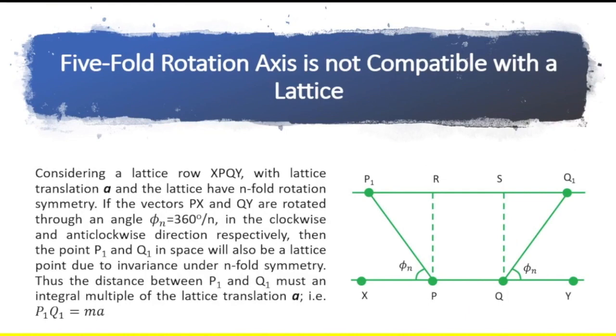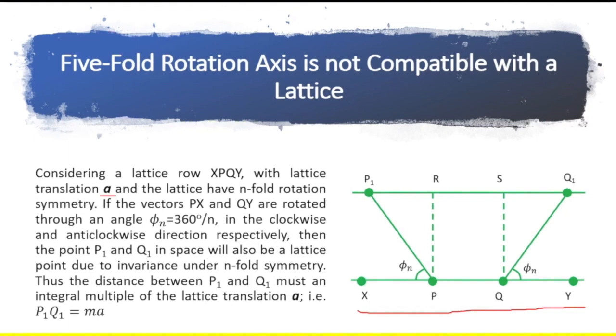Now, as we learned that 5-fold rotation axis is not compatible with the lattice, let's see why it happens. Consider a lattice row x, p, q, y. There are 4 lattice points at x, p, q, and y, and because these are lattice points, they will be separated by the same distance. Let's say that distance is a.